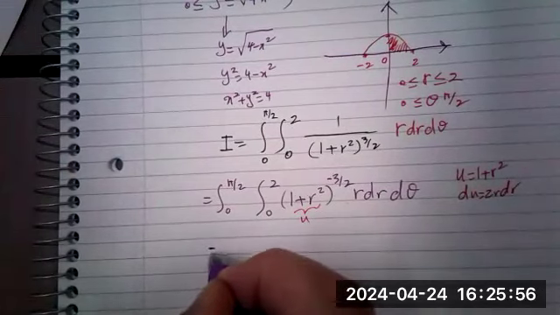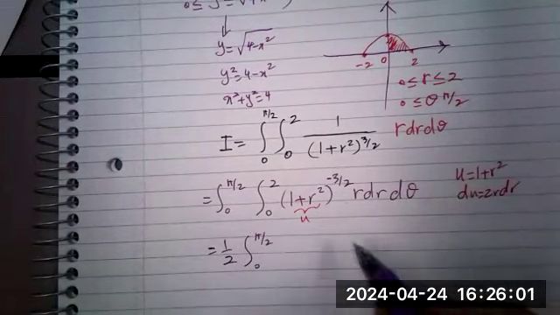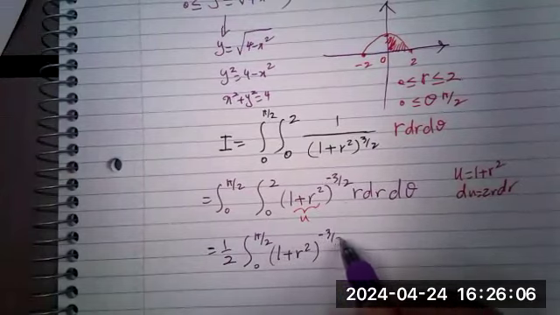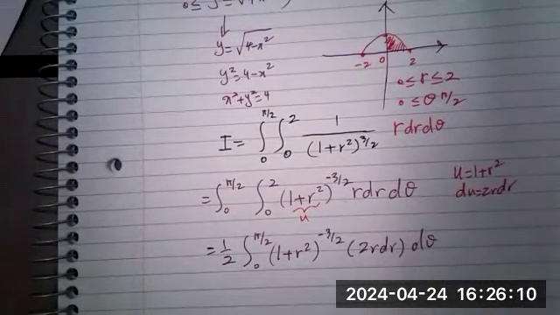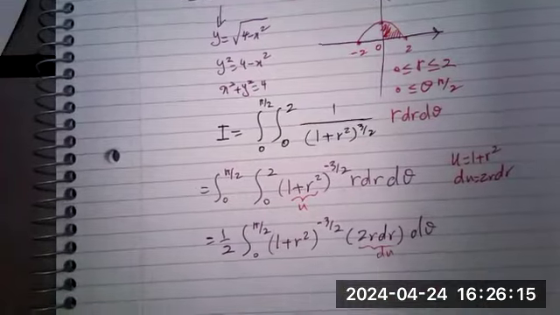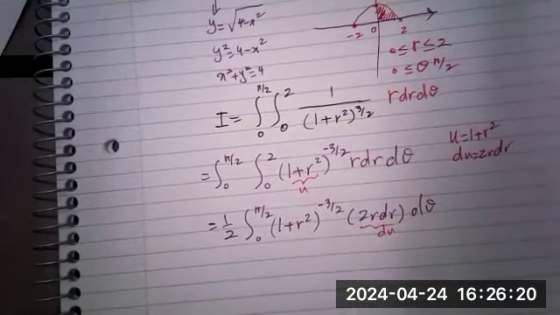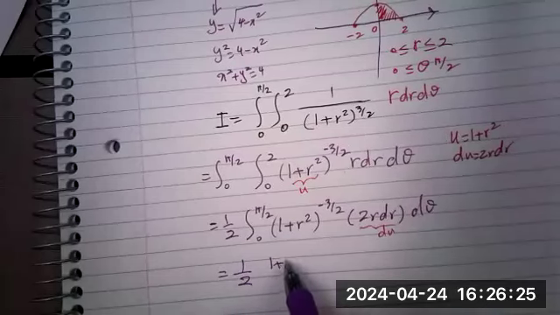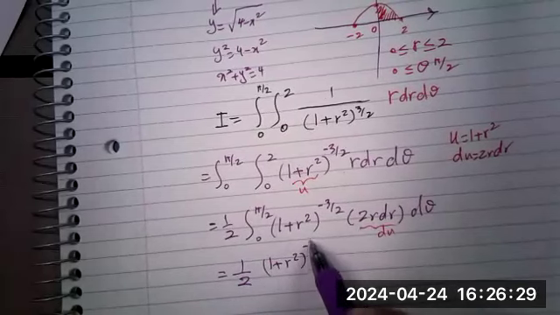So this is it. I divide by 2 on the outside, 0 to pi half, and I bring inside a 2. So now I have 2r dr and the d theta. As you can see, this is going to be the du. So it's like u to the negative 3 half. You add 1 to the exponent and divide by the new exponent, negative 3 half plus 1, which gives a negative half.